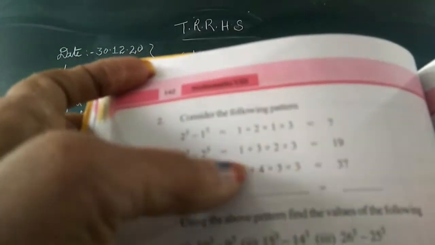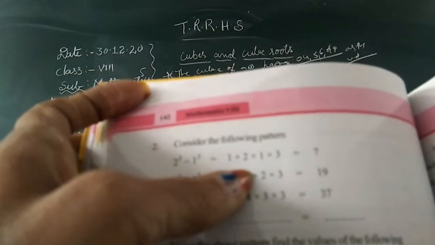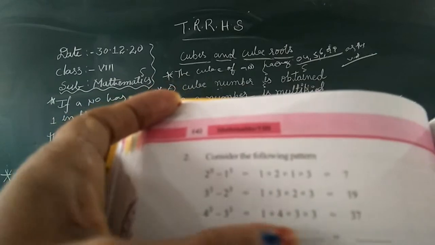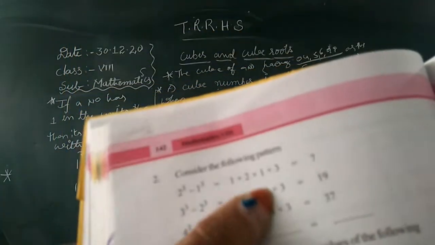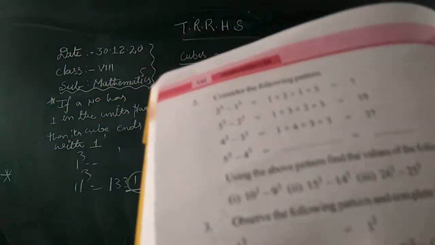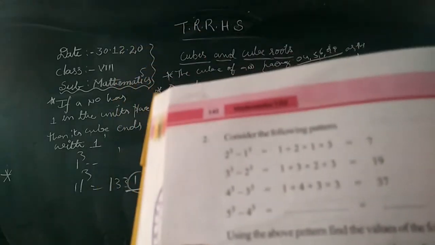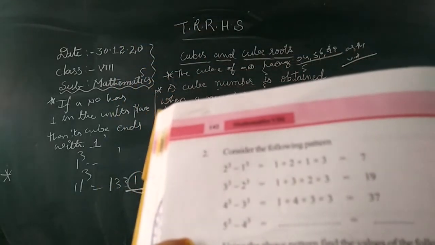the constant. Here 2 cube is there, they took 1 plus 2. 3 cube, 1 plus 3. 4 cube, 1 plus 4. In the same sense, they are asking you to find 5 cube, 1 plus 5 into the next series, 1, 2, 3, 3 after 4, and this 3 is the constant, and you have to find out that problem. Next, using the above pattern, find the values of the following. 10 cube minus 9 cube.